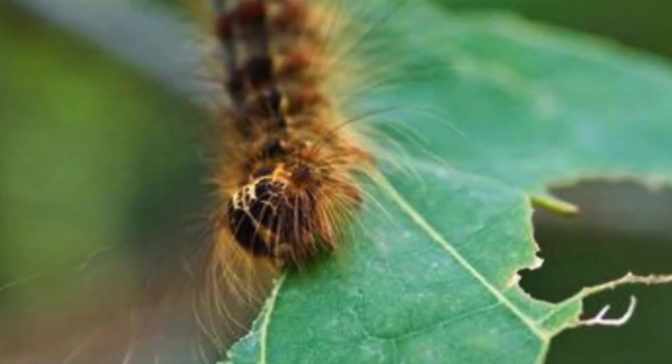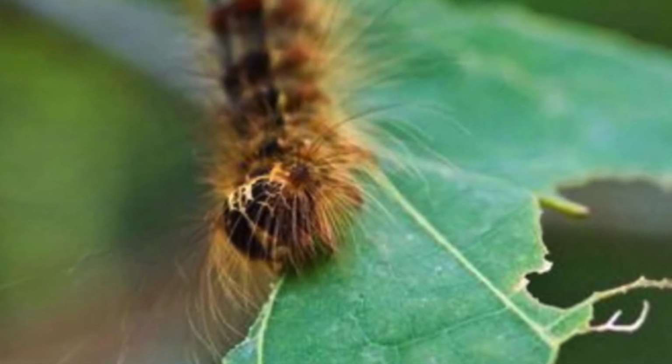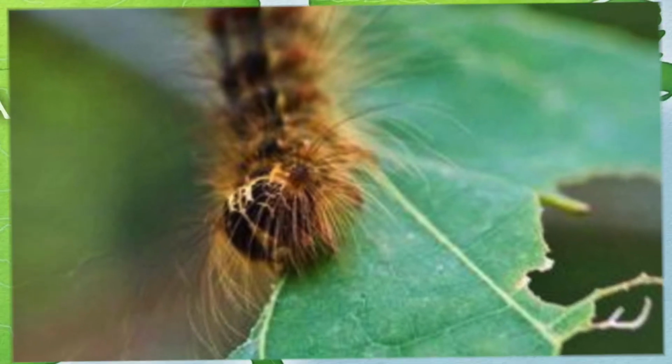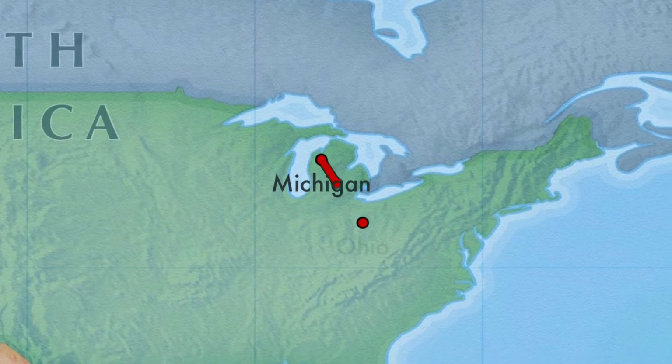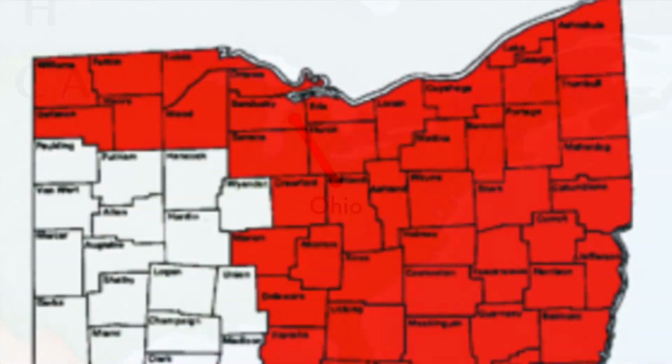throughout their range. Gypsy moths have colonized Ohio on two fronts, spreading from Pennsylvania in the east and from Michigan in the northwest. Today, gypsy moth can be found mostly in the northern and eastern counties of Ohio and is largely absent in southern Ohio.